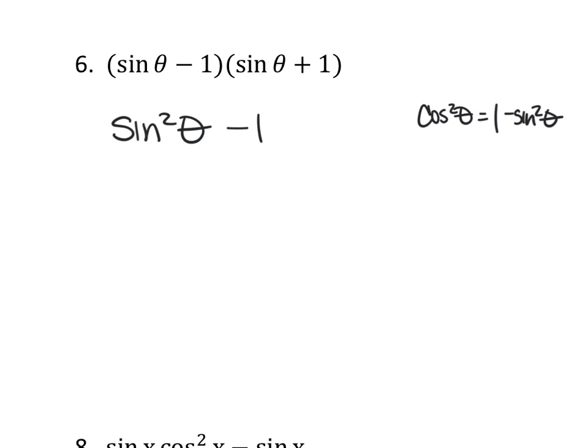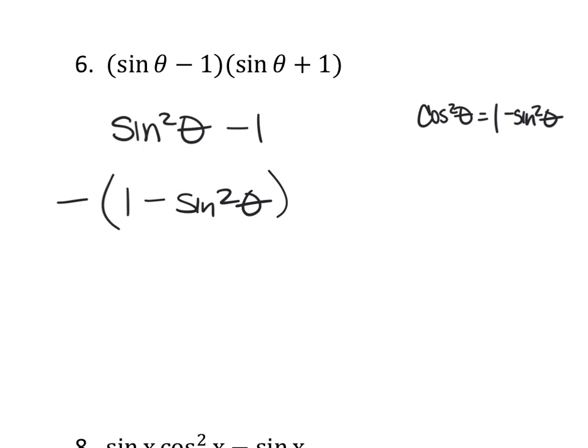Unless we somehow get the signs to change to where the 1 is positive and the sine is negative. What could I do to this problem to get the 1 to be positive and the sine to be negative? Multiply it by negative 1. So if we took this whole thing and multiplied it by negative 1, it will change the signs of everything inside of it. I'm just going to rewrite it in the opposite order because then it looks like the thing on my formula chart.